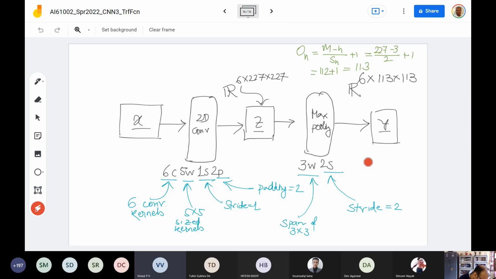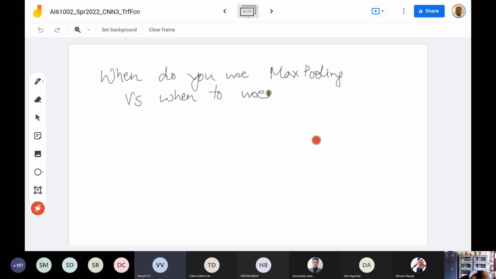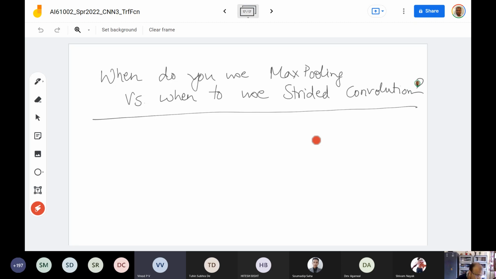But there is a question. If you can have two different operations which produce almost the same sized output, when do you use max pooling versus when do you use strided convolution? Do you have any thoughts on this one?